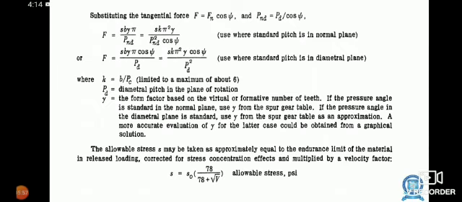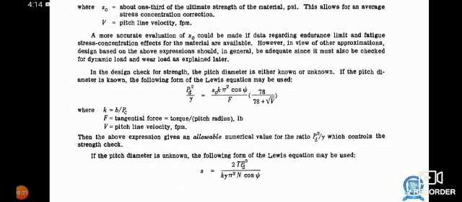The allowable stress may be taken as approximately equal to the endurance limit of the material in reversed loading, corrected for stress concentration effect and multiplied by the velocity factor. S equal to S0 into 78 divided by 78 plus root of V, the allowable stress, where S0 equal to about 1/3 of the ultimate strength of the material, V the pitch line velocity.